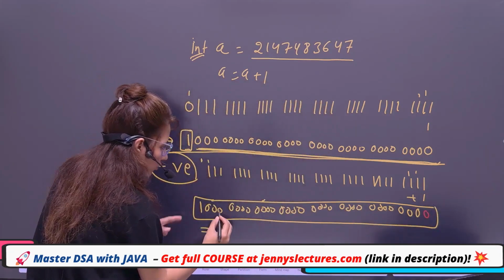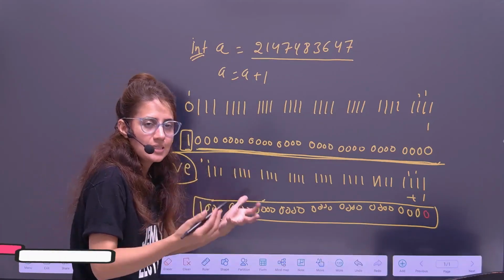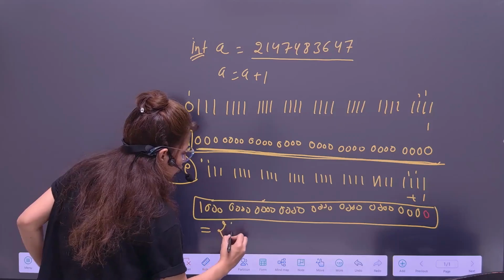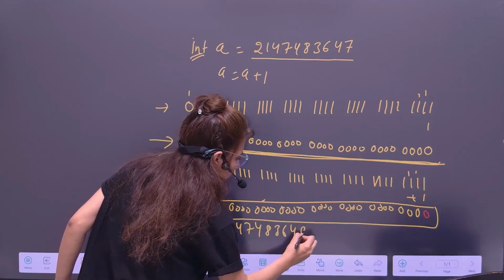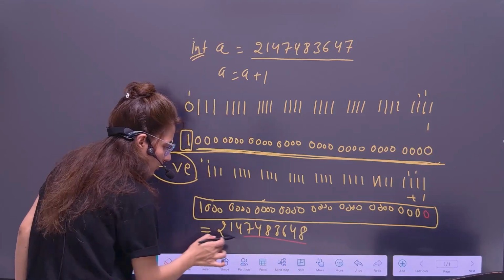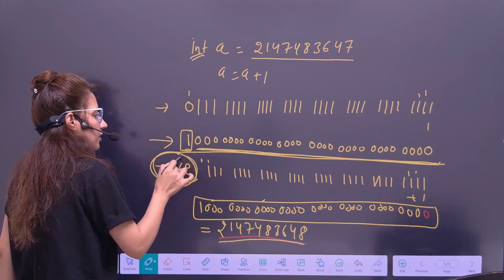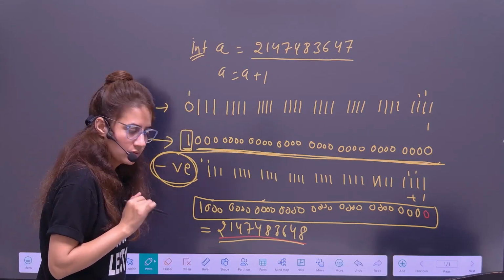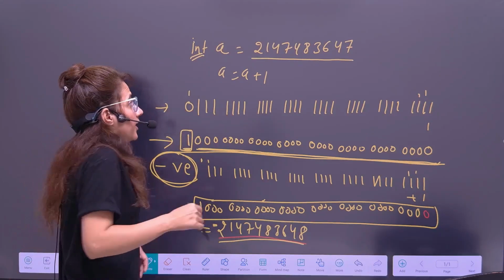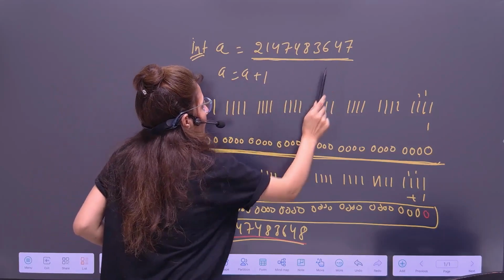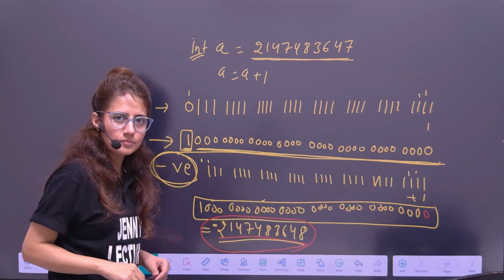If you convert this binary number into decimal, then you will get 2147483648. So this is the magnitude, and the sign is negative, which we have already figured out. So negative this. That's why you are getting this number after adding 1.